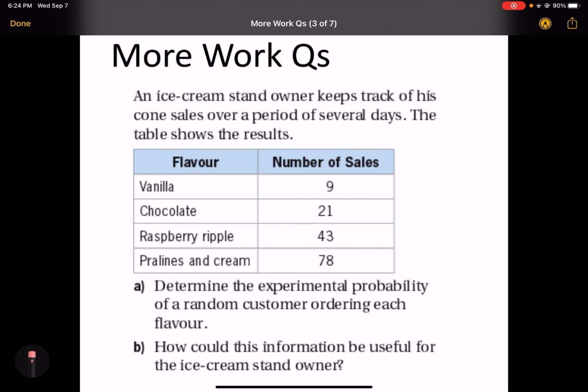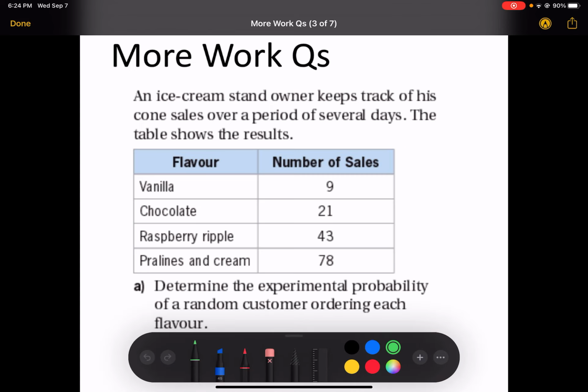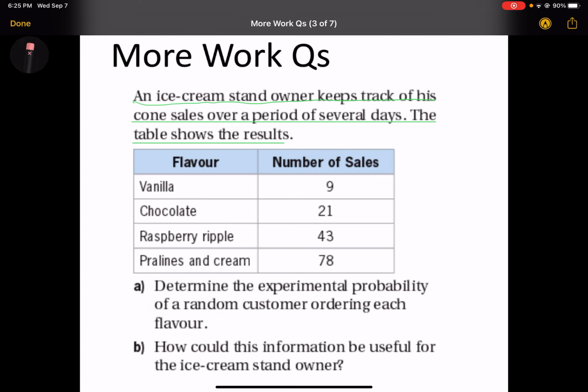An ice cream stand owner keeps track of his cone sales over a period of several days. The table shows the results. So we have vanilla 9 sales, chocolate 21, raspberry ripple 43, and pralines and cream 78. Determine the experimental probability of a random customer ordering each flavor.